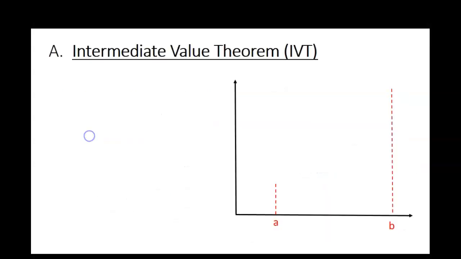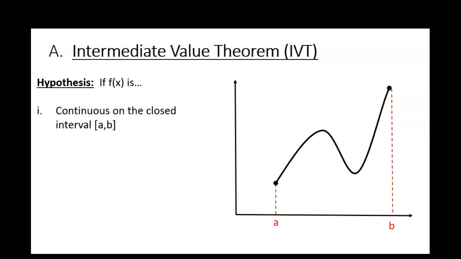So here we go. Intermediate value theorem. Ready? Here we go. Hypothesis. This means the conditions that have to be met for this to work. If f of x is continuous, can't have any holes, gaps, or jumps, because if it does, that's not true anymore. Our theorem won't work. Second, f of a and f of b have to be different. So in other words, one of them has to be lower than the other. They have to be at different heights.